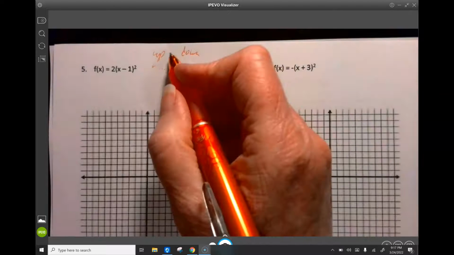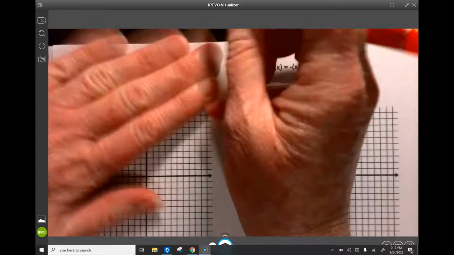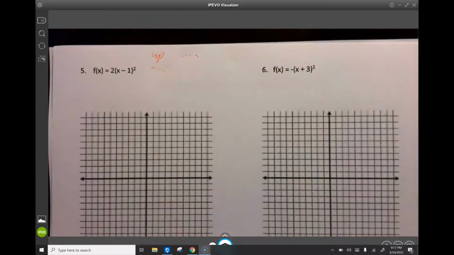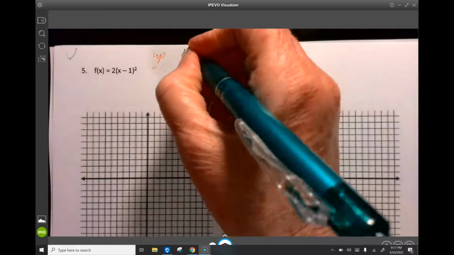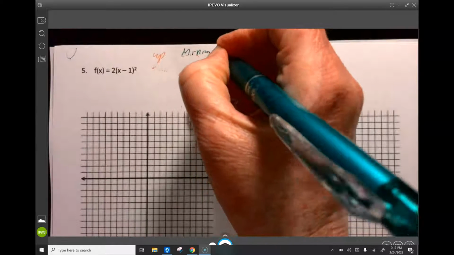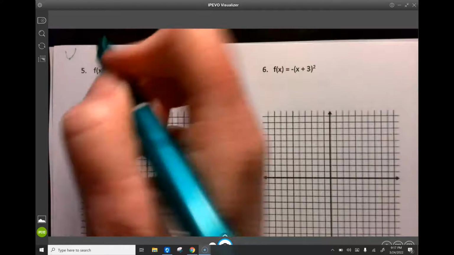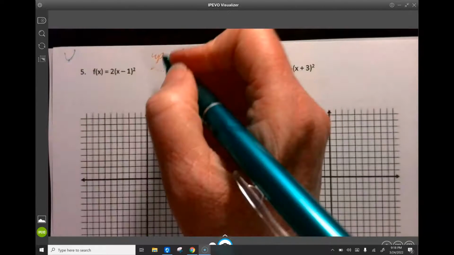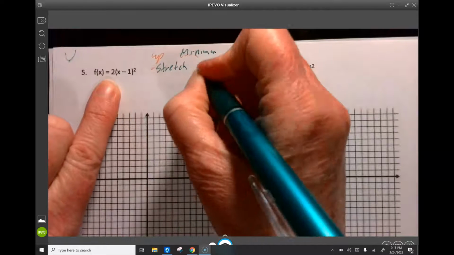Okay, so here we go. Does it open up or down? It opens up, because A is positive. If it opens up, that means that I'm going to have a minimum. And you'll see me do this because it's really helpful for me to go, oh, it's got to be a minimum. I'm going to draw which way it goes. Okay, now I just go left to right. There's going to be a stretch because it's a number that's greater than 1, of 2.